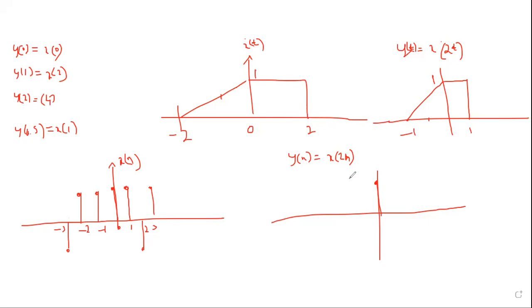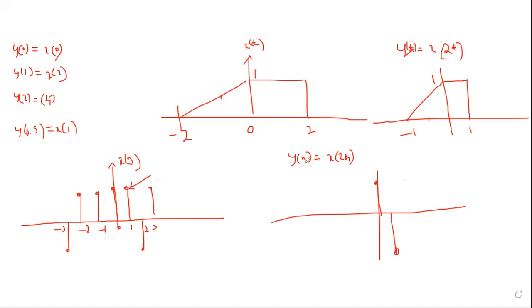So what is y of 0? It is x of 0. y of 1 is what? x of 2. What happened to the signal in between? See, there was one more signal in between, but it is gone, because y can only exist at discrete intervals. y can exist at 0, 1, 2, 3, 4. There is no 1.5, 2.5, or 0.5.